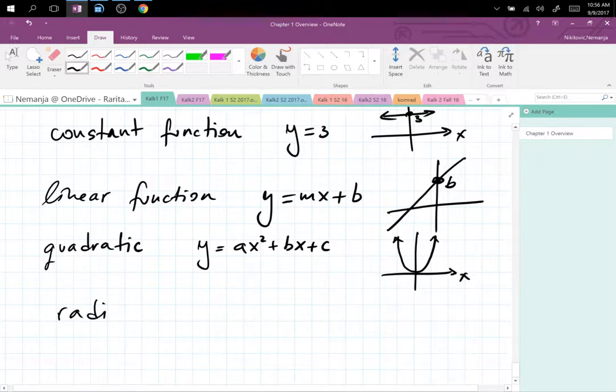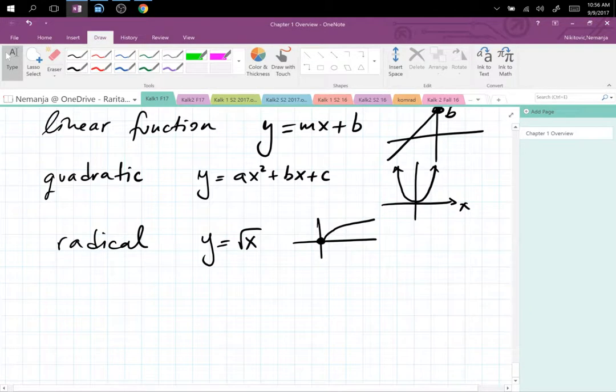Radical. Now, square root of x is the basic thing. You can have a square root of f of x, in which case it's much more complicated. But we are going to have sections in calculus that will address graphing crazy stuff.